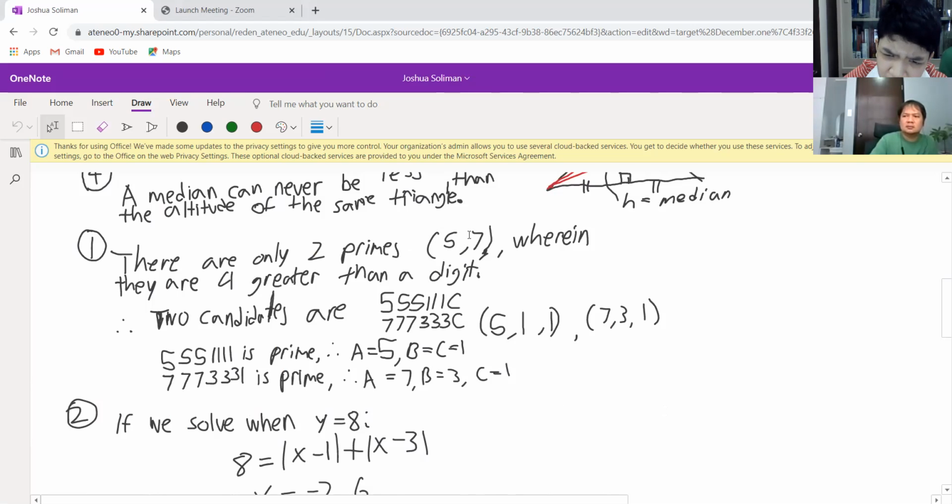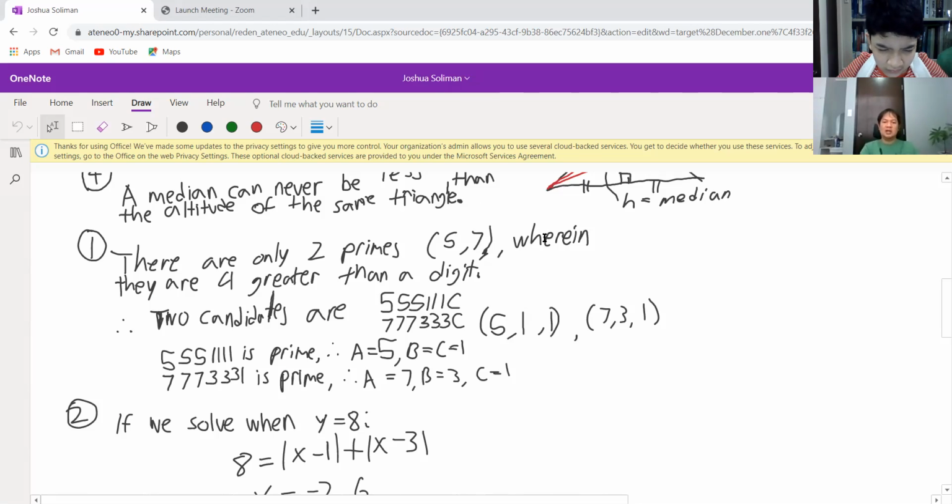So only 5 and 7 are the primes where A minus B equals 4, or let's say 5 minus B is still equal to 4. They are the only single-digit primes greater than 4. Once you know A, you can determine B. So you have 7, 3 and 5, 1.